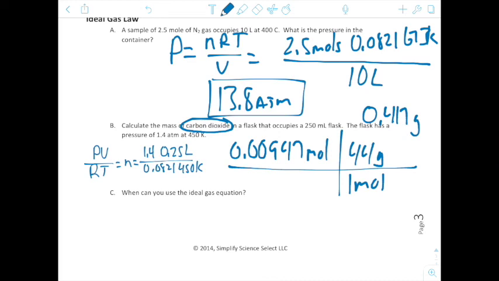C, when can you use the ideal gas equation? The main difference between the ideal gas equation and the combined gas equation is the fact that in the combined gas law, you have a change in either pressure, volume, or temperature. This is just using it to calculate gases that aren't going through a change.